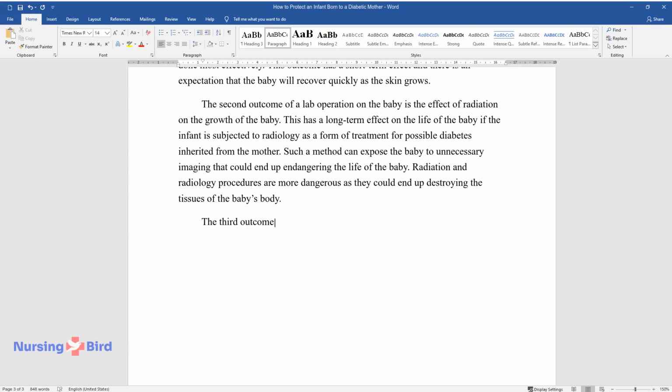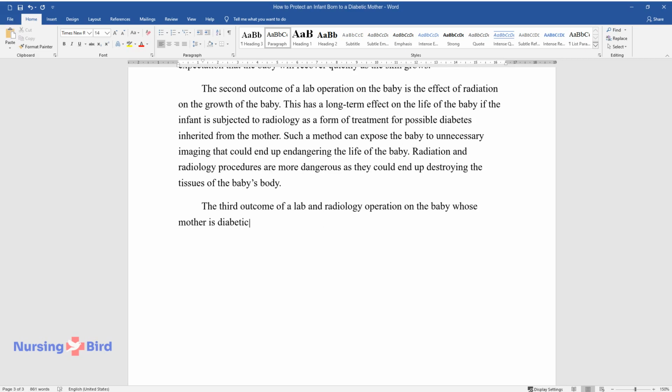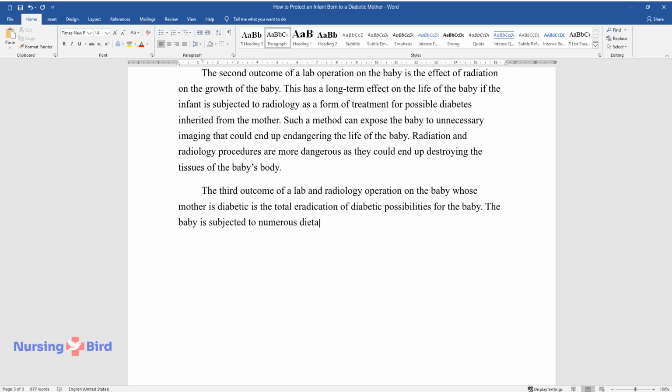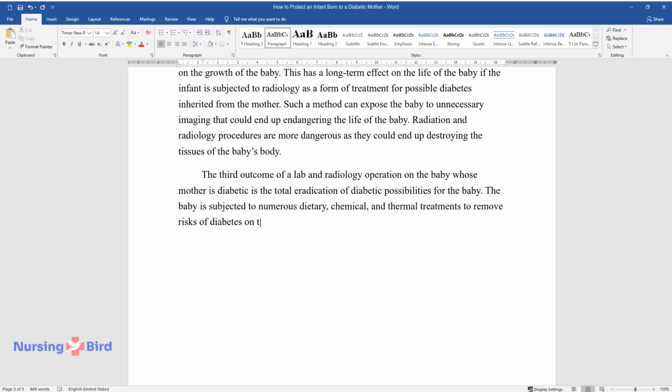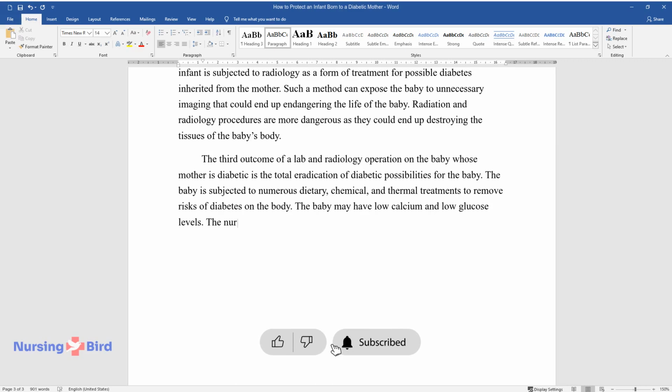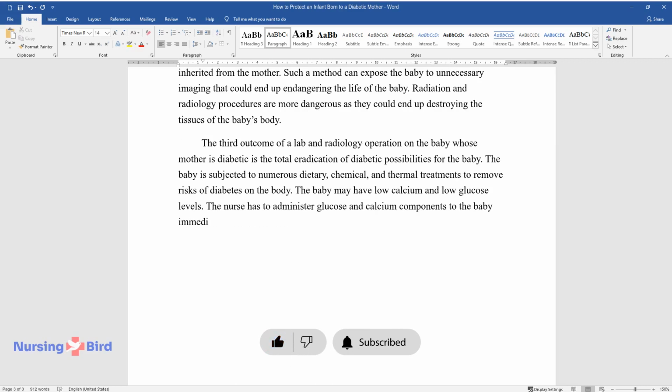The third outcome of a lab and radiology operation on the baby whose mother is diabetic is the total eradication of diabetic possibilities for the baby. The baby is subjected to numerous dietary, chemical, and thermal treatments to remove risks of diabetes on the body. The baby may have low calcium and low glucose levels. The nurse has to administer glucose and calcium components to the baby immediately after birth.